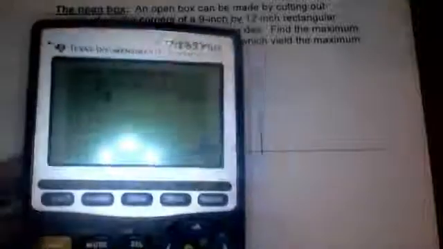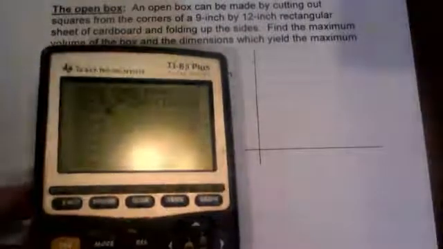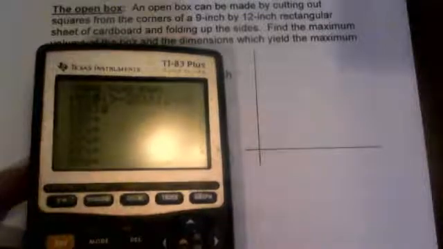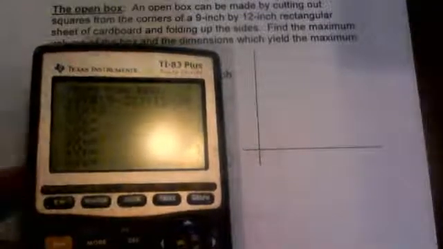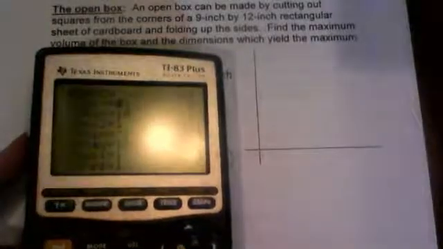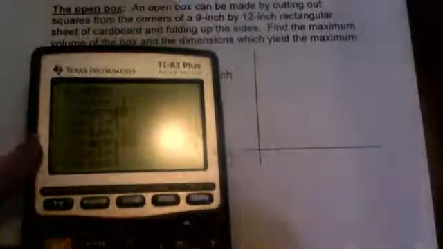Okay, so I've typed that into the calculator here. Let me see if I can flip that light off so it's not glaring on the calculator. There you go. Still kind of got a glare, but 9 minus 2x times 12 minus 2x times x. Again, the hardest part really on the TI is finding a good window for that. So on my window, I've set it from -1 to 10, and then scale of 1. And then the y's, I did -10 to 100. I'll do a scale of 10 there.